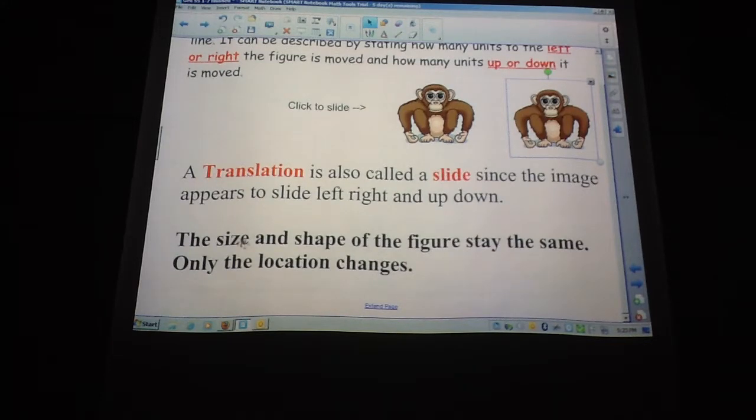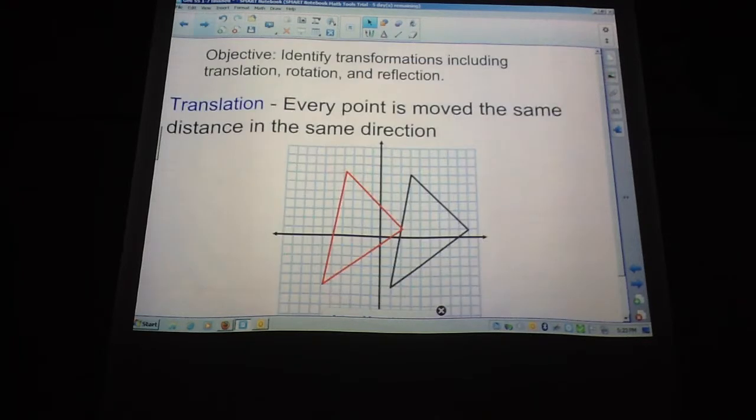The size and shape must stay the same. It's only a new location on a translation. Alright, every point is moved the same distance in the same direction.